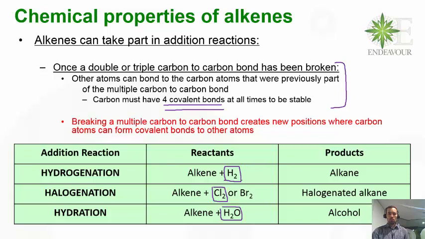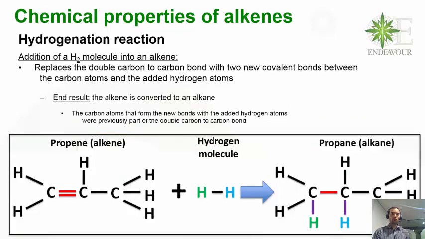So you can see from this table that the reactants are actually getting converted into a new product through each of these reactions. So this is a nice summary table to look back at once we've been through the details of each of these reactions. So the first one we're going to look at is a hydrogenation reaction.